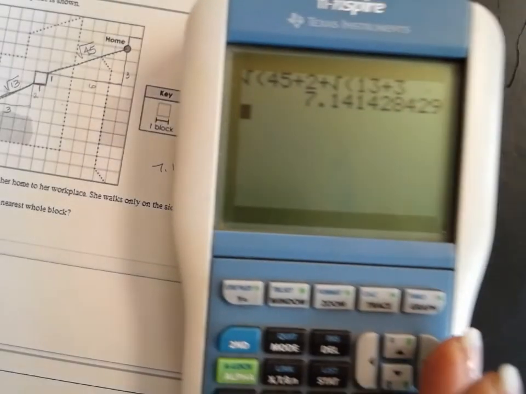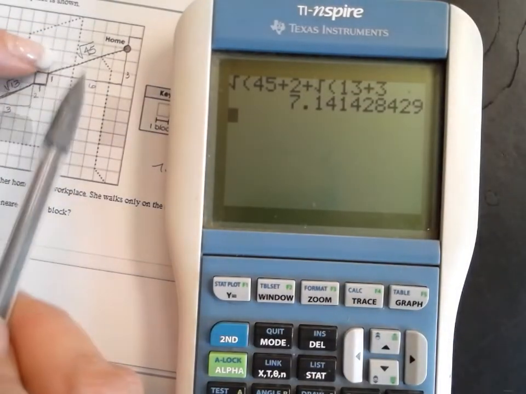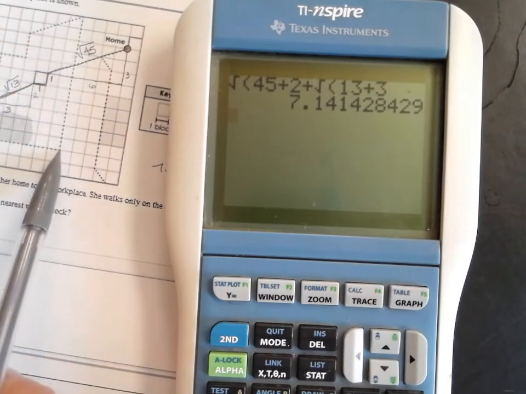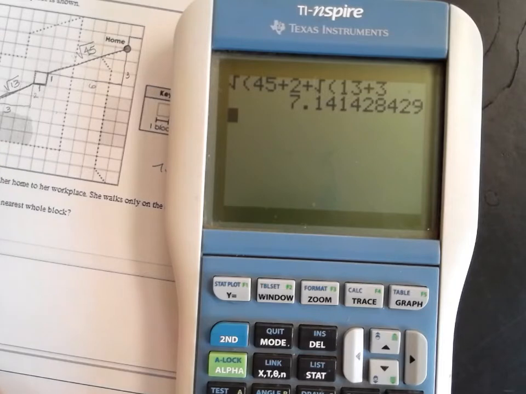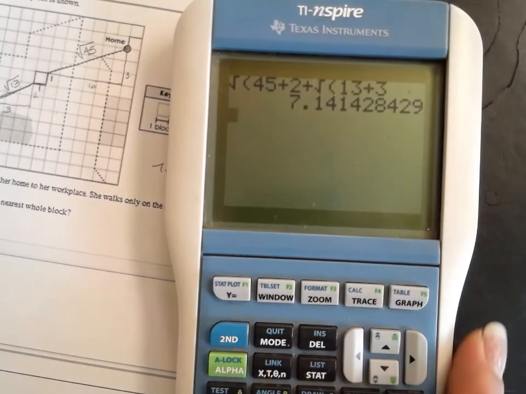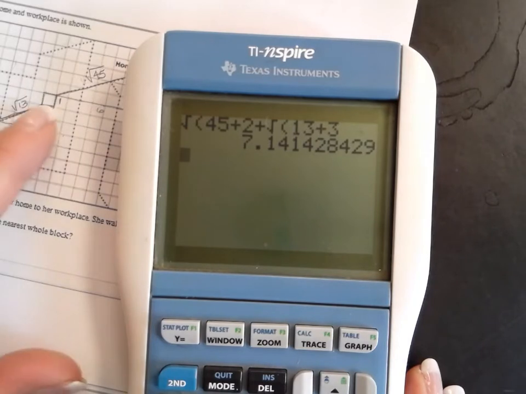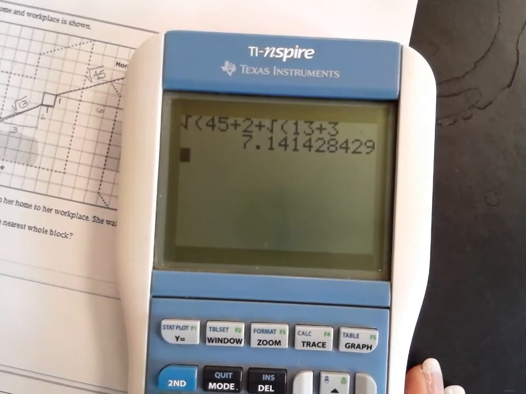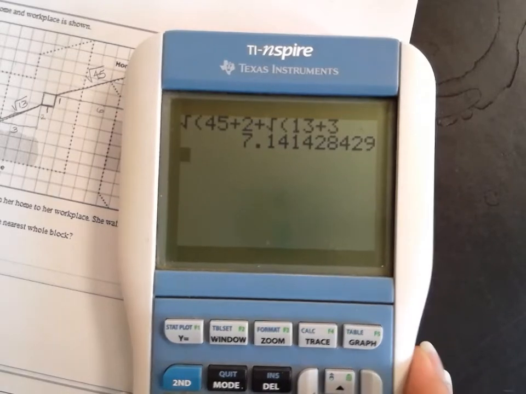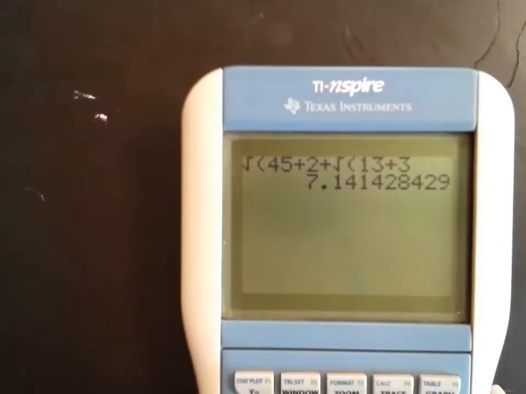Okay, now let's look at that. That's obviously more than 7. We're not going to go up and around, so that would be the shortest route. Would you agree? Plus 2 for here, and then plus 3 for down there. Okay, good? All right.